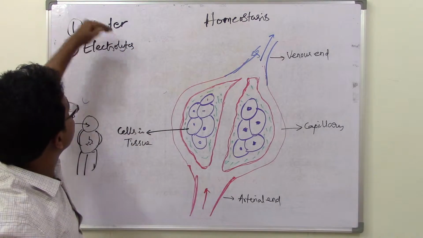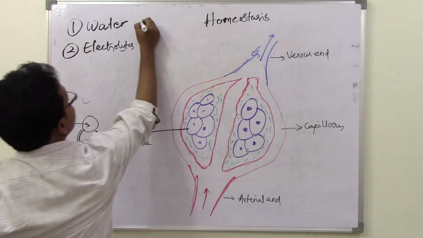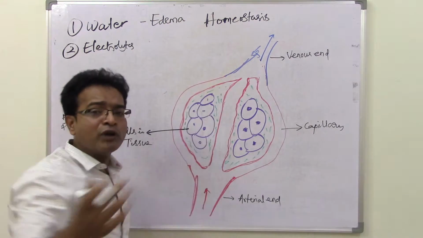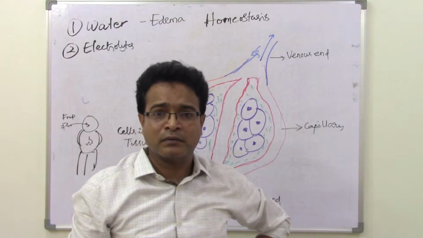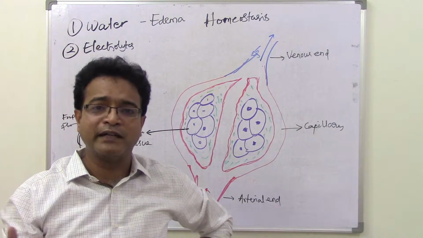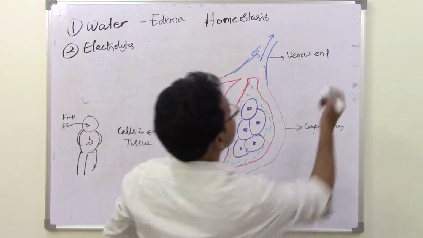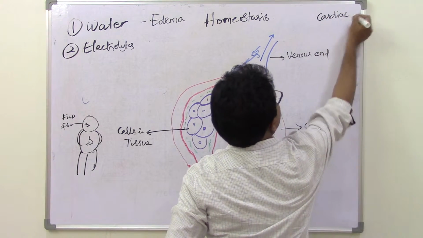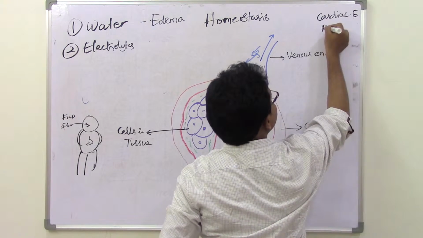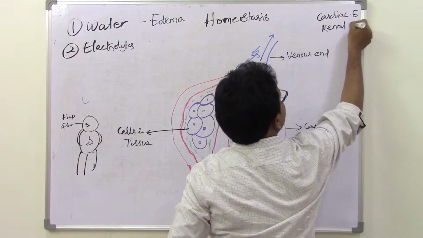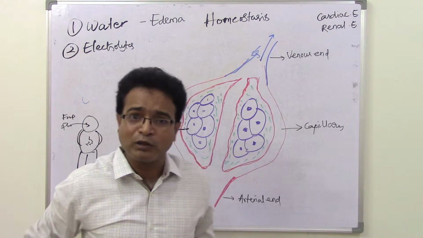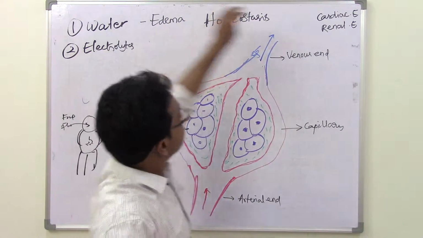Right? Say for example, water imbalance may lead to edema. We all know that edema is a swelling, right? This can happen in different areas. It can happen in cardiac edema or renal edema, which we see in cases of chronic renal failure, nephrotic syndrome and all those conditions. So different kinds of edema are present.